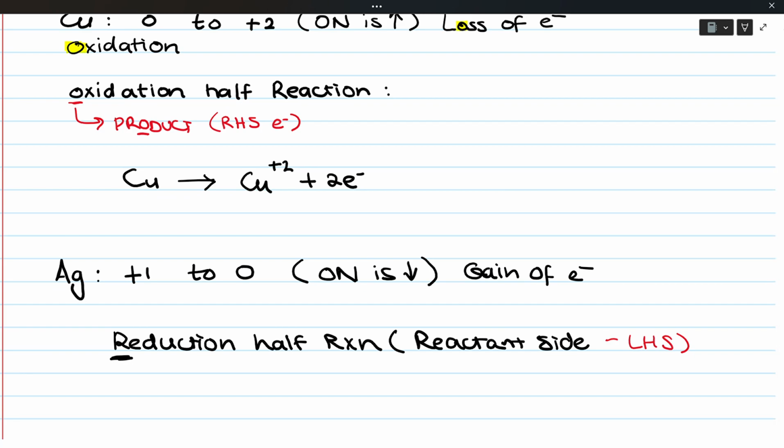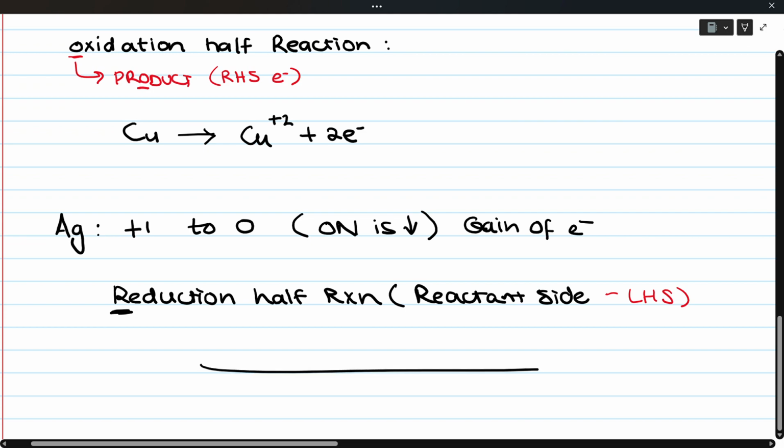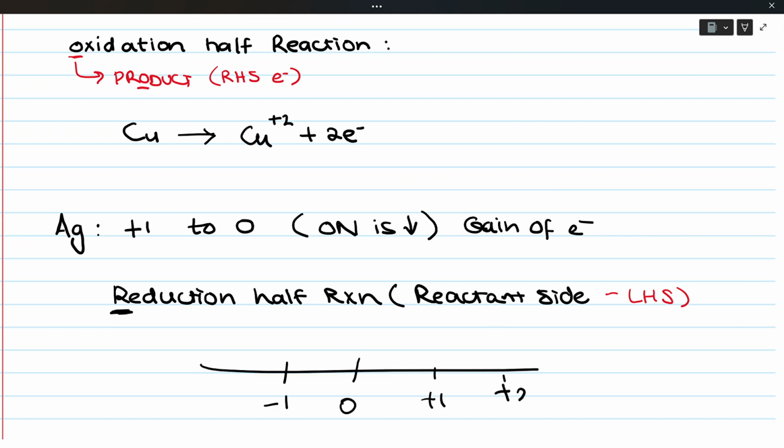Now let's talk about how many electrons it gained. If we're going from +1, here's the number line. Here's 0, -1, +1, +2, and so on. If we started off at +1, so we're standing here, we had to take one jump to get to 0. So we gained only 1 electron. Okay, I like to think of it as a number line. It's easier to remember. So let's write it down.